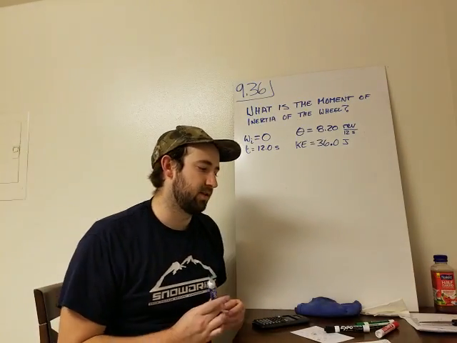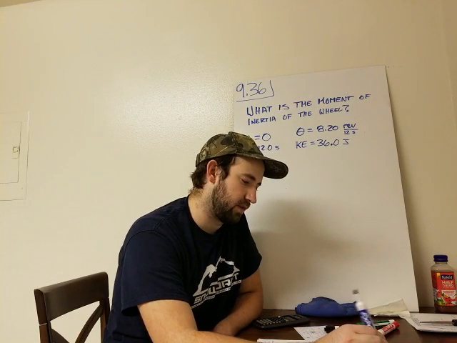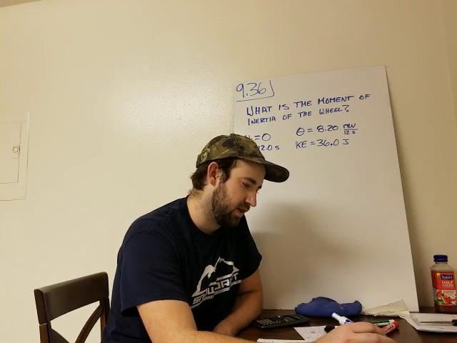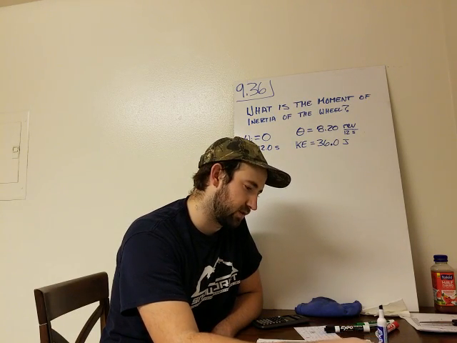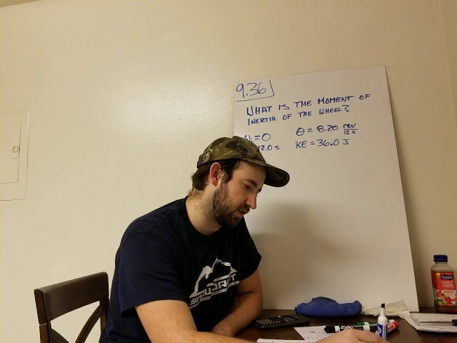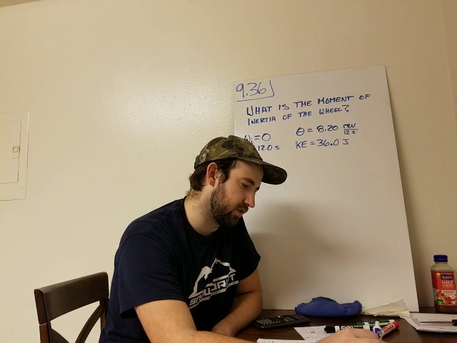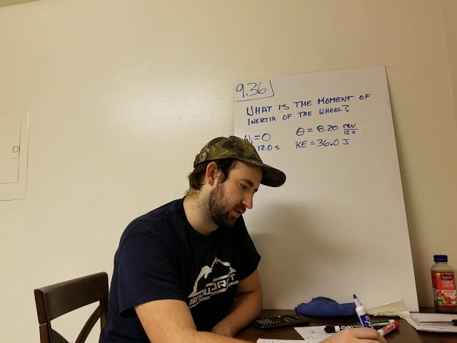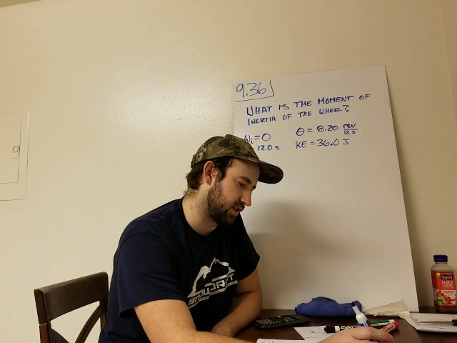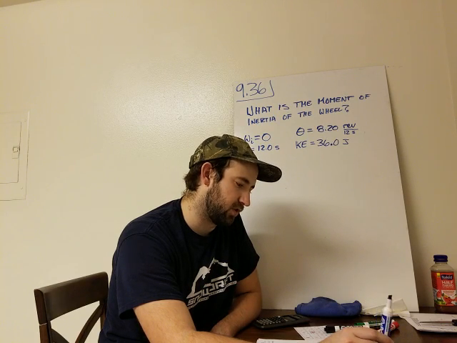Hi everyone, I'm going to be going over question 9.36 from the in-class bingo problems. This problem says a wheel is turning about an axis through its center with constant angular acceleration. Starting from rest at t equals 0, the wheel turns through 8.2 revolutions in 12 seconds. At t equals 12 seconds, the kinetic energy of the wheel is 36 joules. For an axis through its center, what is the moment of inertia of the wheel?